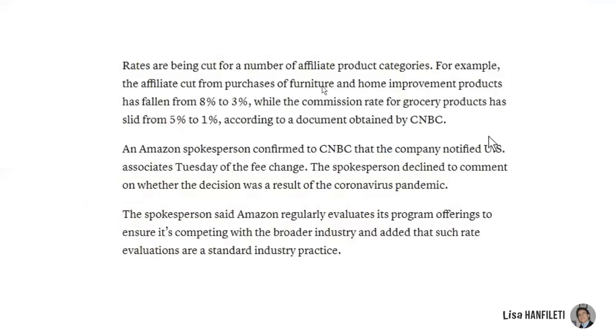So furniture has gone from 8% to 3%. They have different percentages for different categories. For grocery products, it's going from 5% to 1%. And this is at a time during the pandemic when more people are ordering groceries. So Amazon is doing this at a time when their income is going up. Wouldn't it be nice if affiliates also had their income going up? Instead, Amazon has slashed that.